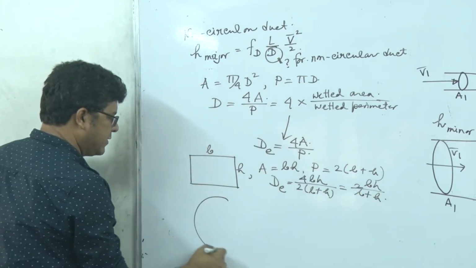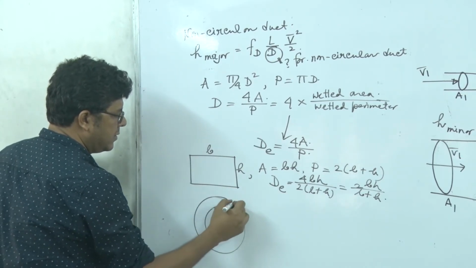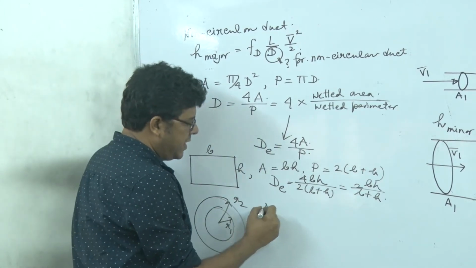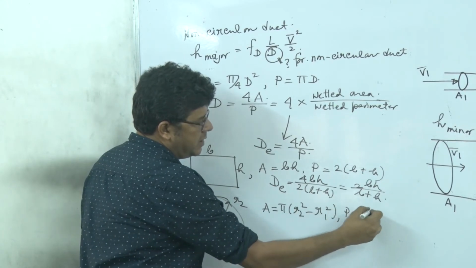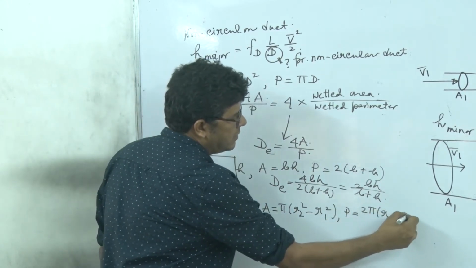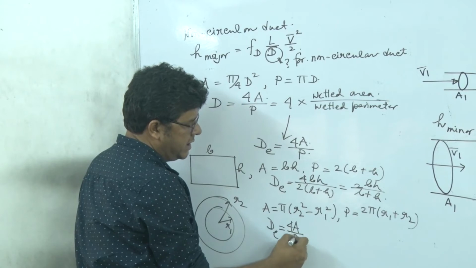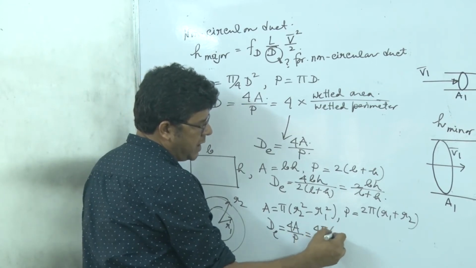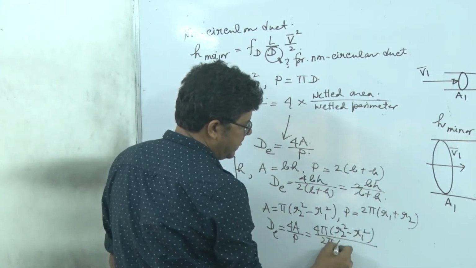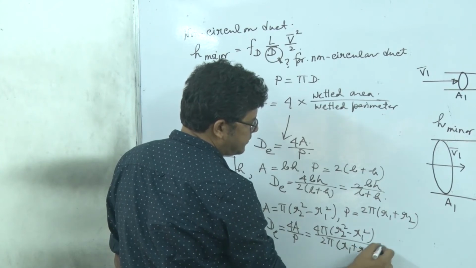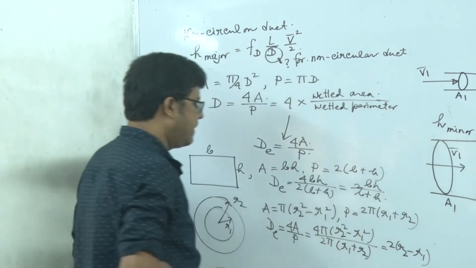Now think of an annular section, that's also non-circular. This is radius R1, this is radius R2. So A is equal to pi into R2 square minus R1 square, and perimeter is equal to 2 pi into R1 plus R2. So the equivalent diameter is 4 into area by wetted perimeter. So 4 into pi into R2 square minus R1 square divided by 2 pi of R1 plus R2. So it will be twice of R2 minus R1. Right?